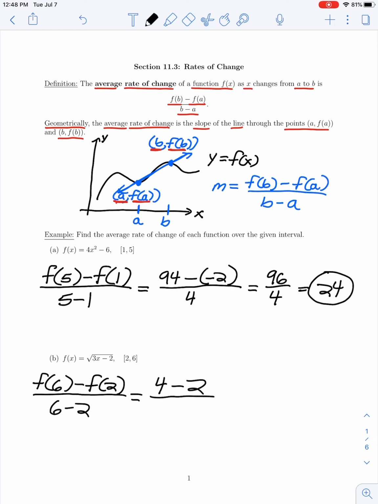And then we're dividing by 6 minus 2, which is 4, so we're left with 2 divided by 4, or if we simplify, 1/2.